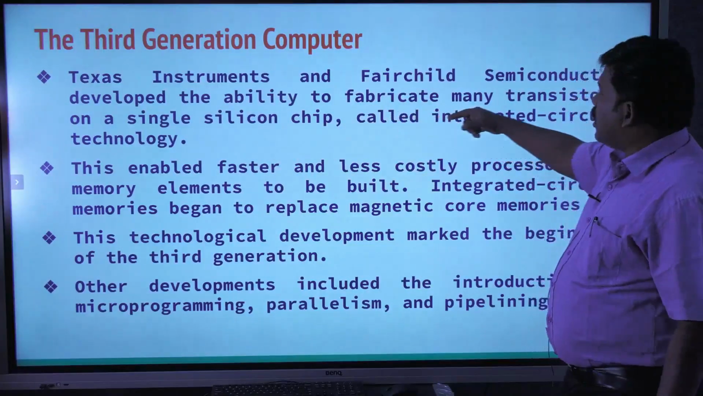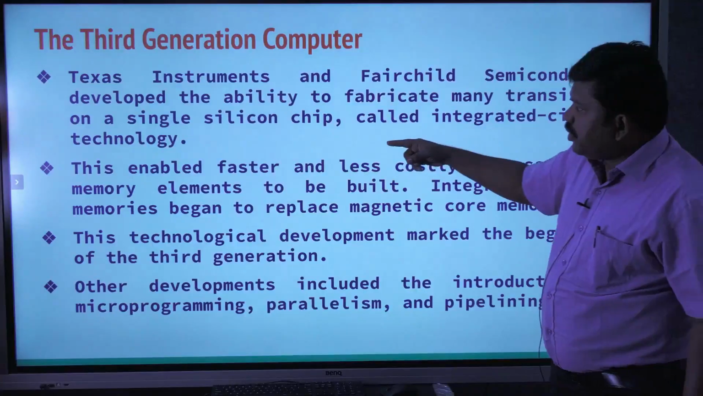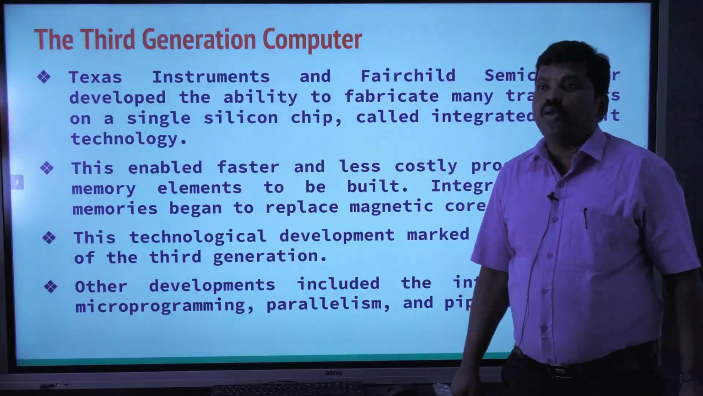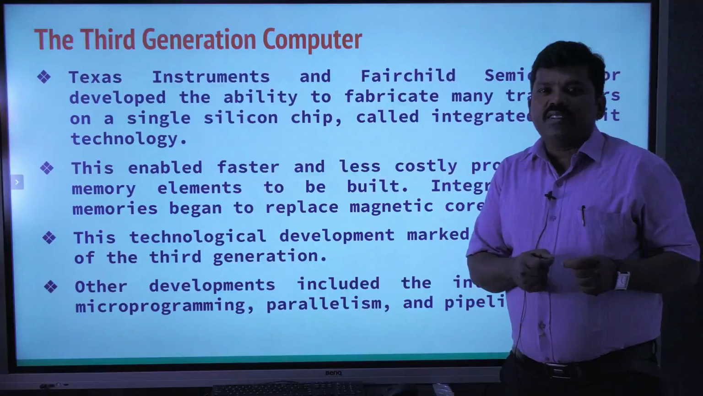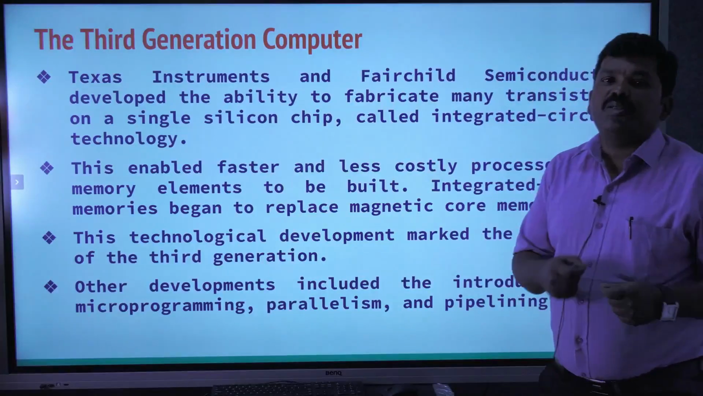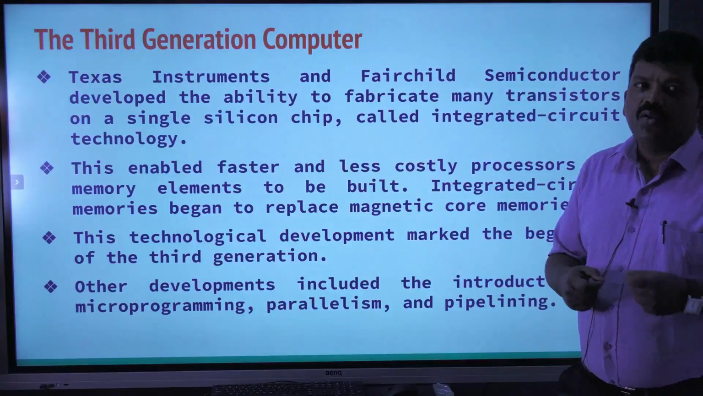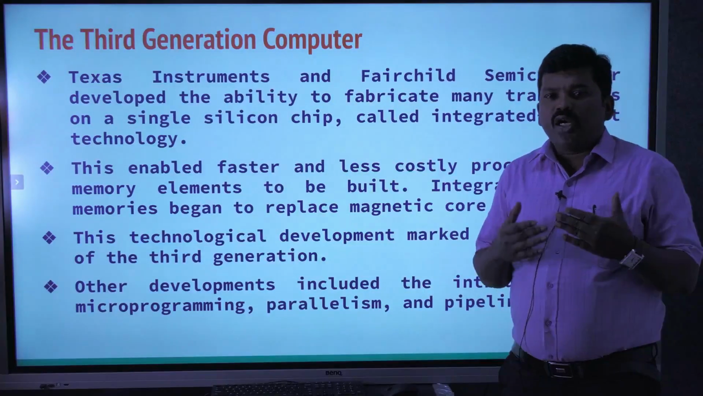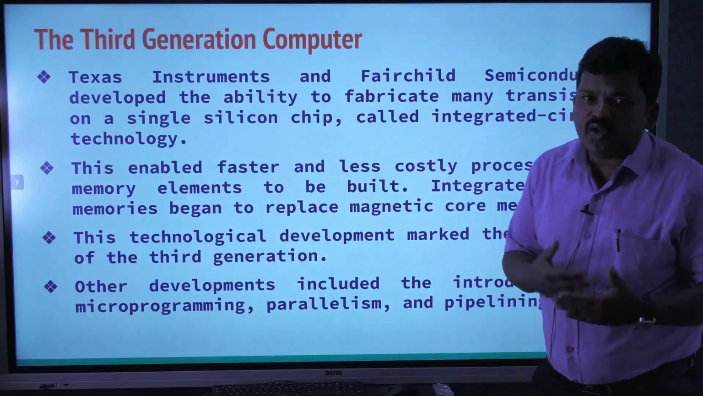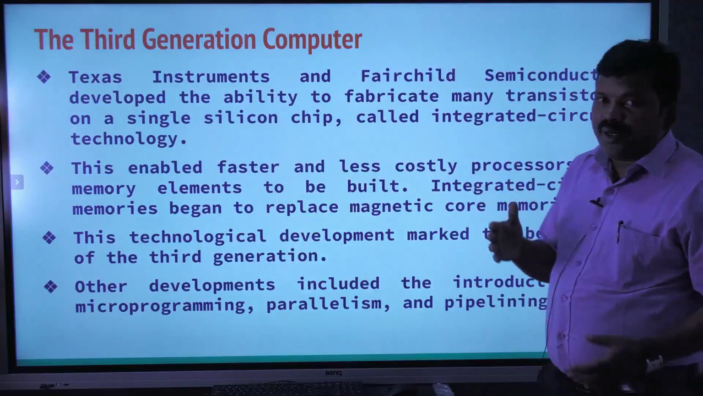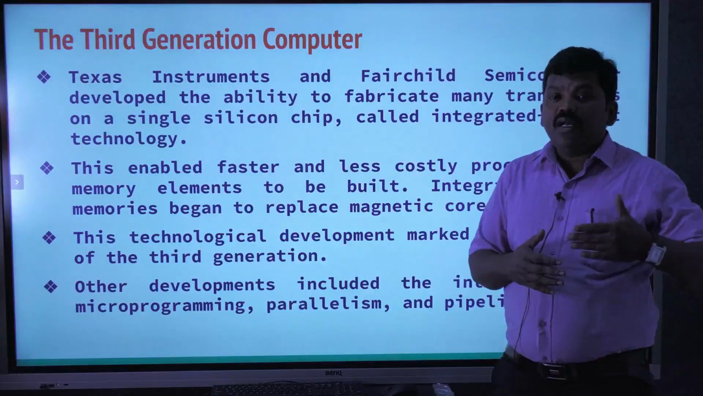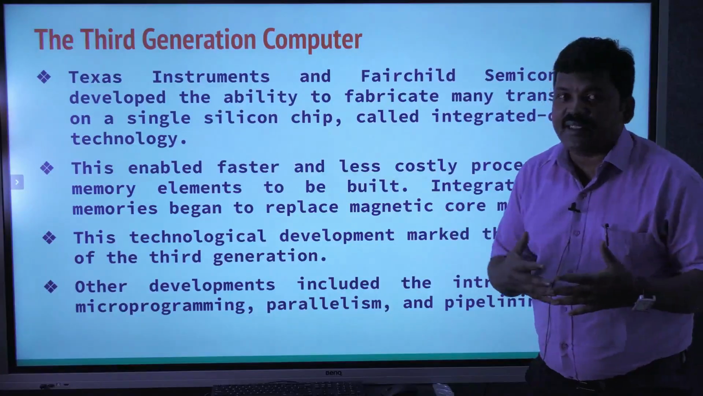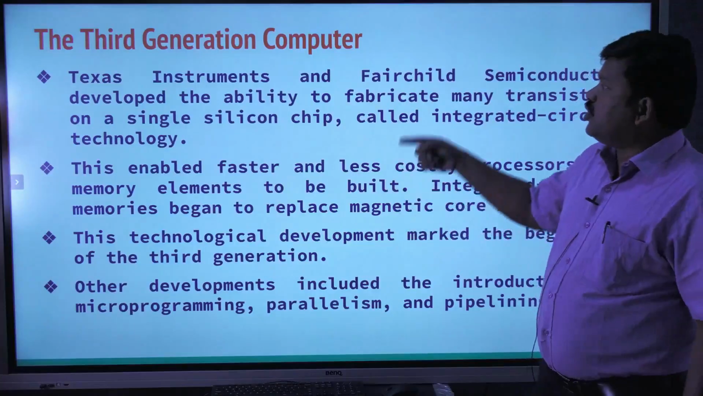Texas Instruments and Fairchild Semiconductor developed the ability to fabricate many transistors on a single silicon chip. If the number of transistors is increased, the execution speed of the system also increases. So they thought about how to integrate multiple transistors on a single chip, and chip technology evolved during this time, so that more transistors were fabricated on a single chip.